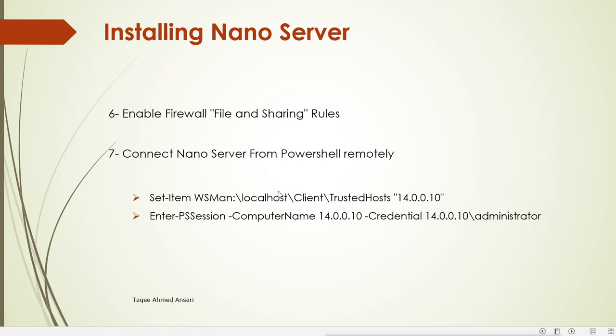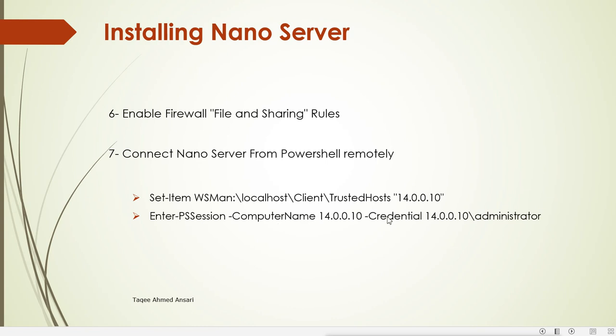And to connect to the nano server from PowerShell remotely, first we will configure the IP addresses in the nano server, and then we will go to the remote server and configure the trusted host for the nano server, and then we can connect by using Windows PowerShell remoting.